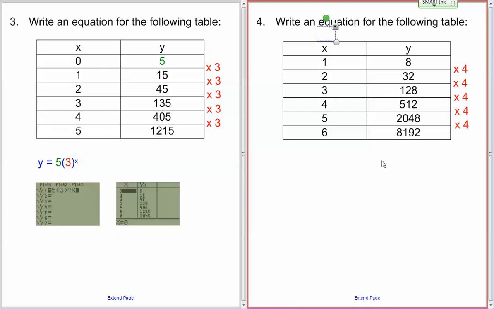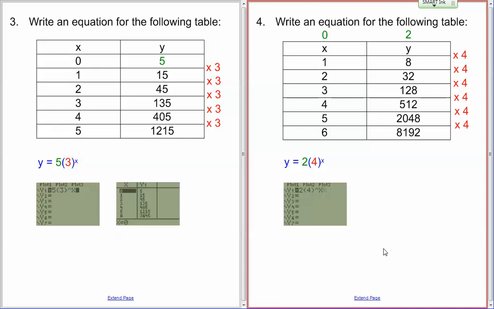To figure out what y is when x equals 0, I should simply divide by 4. 8 divided by 4 is 2. And in reverse, 2 times 4 is 8. So now I've got everything I need. I know now that my initial amount is 2. My growth factor is 4. So it should be 2 times 4 to the power of x.